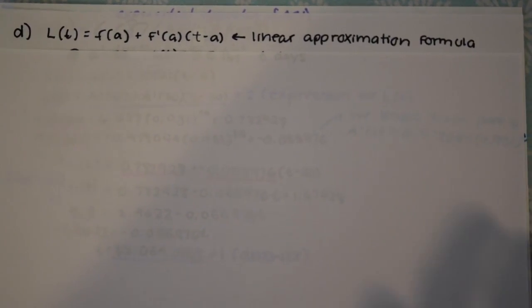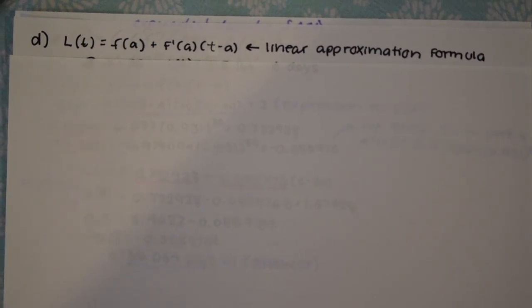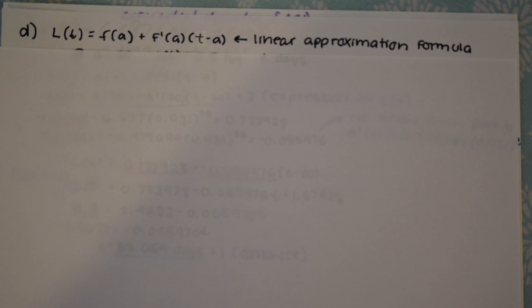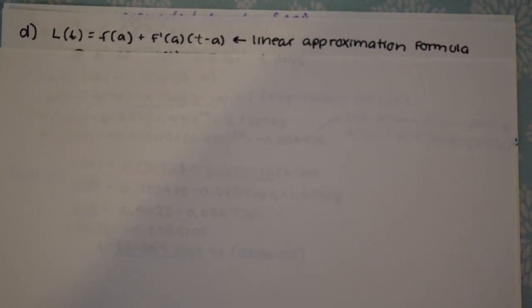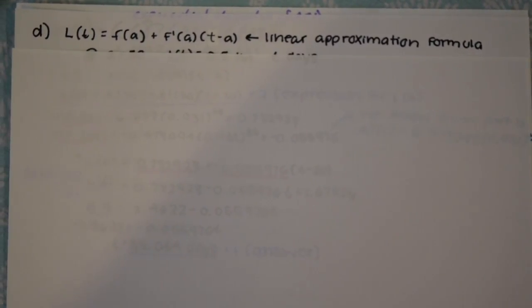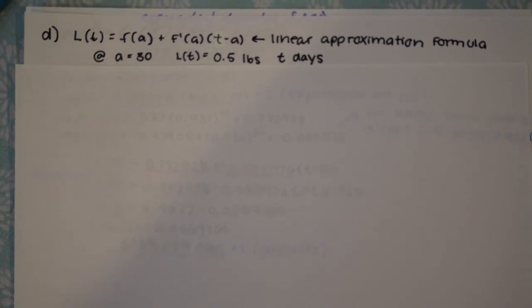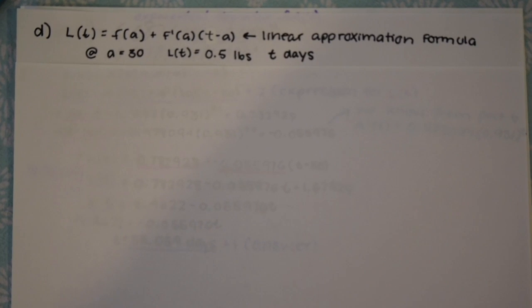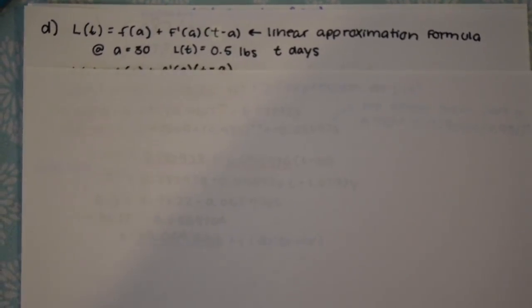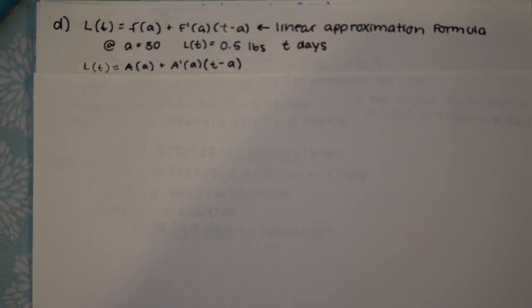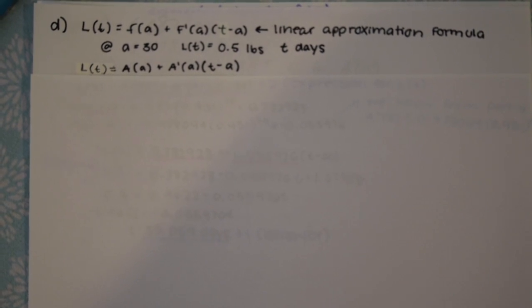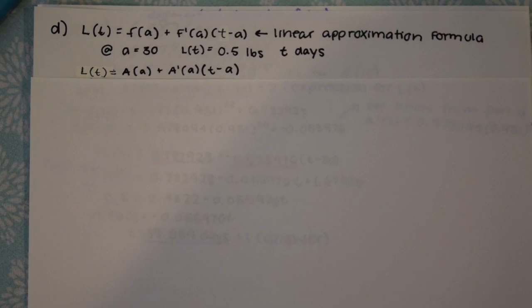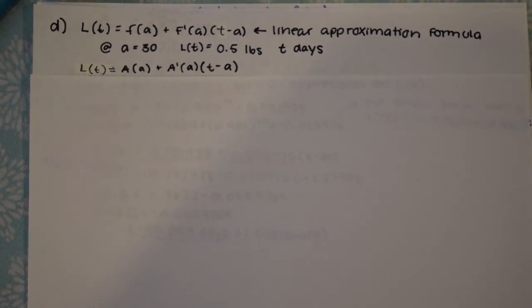And so we know the linear approximation formula, so L of t is going to equal f of a plus f prime of a times t minus a, and t is going to be the time that we're looking for. So at a equals 30, L of t equals half a pound, and t represents days. So L of t equals A of a, which equals 30, plus A prime of a times t minus a.